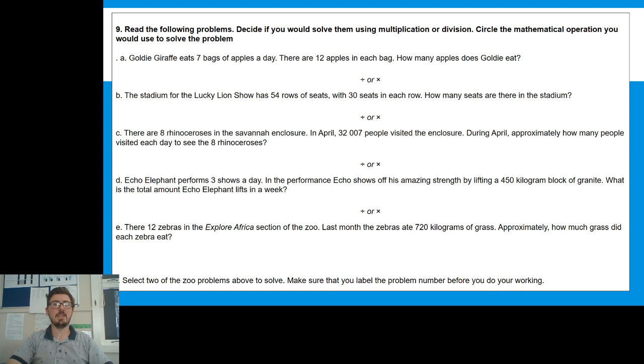Give C, D, E, and F a go all by yourself. And then once you've done that, you finish the lesson. Well done, and I will see you in science this afternoon. Enjoy.